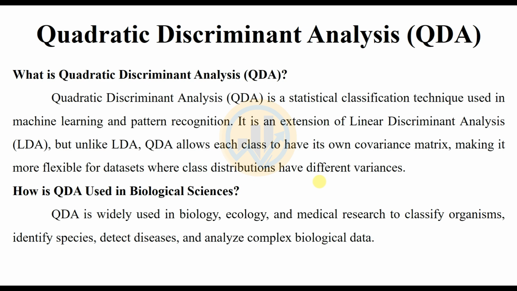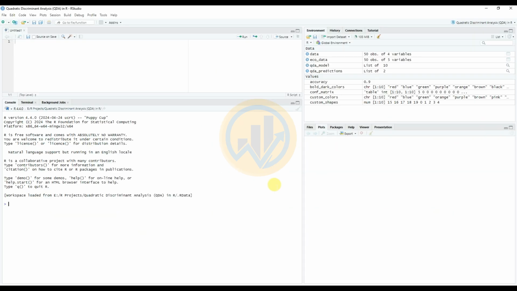So, quadratic discriminant analysis in RStudio. Open the RStudio software. There are three important library packages for QDA. The first is the MASS package, which is important for analyzing QDA, quadratic discriminant analysis. I have already installed the MASS package, so to load the library, enter the command library(MASS).